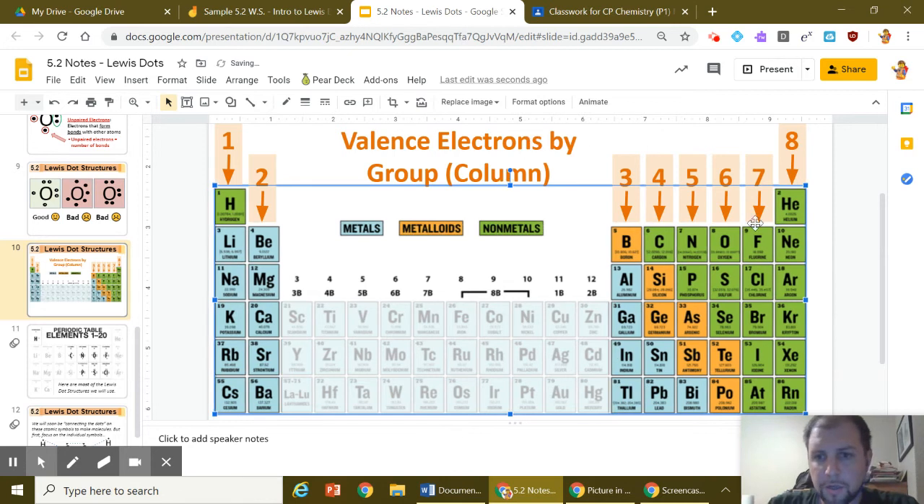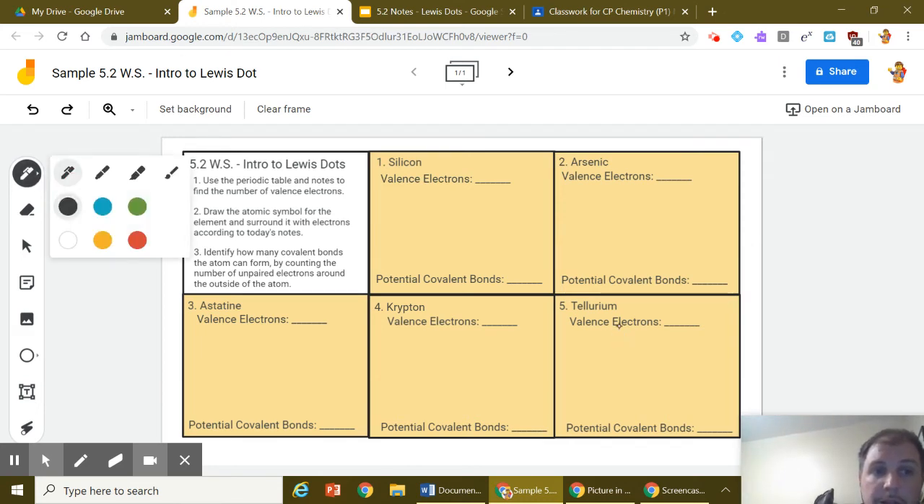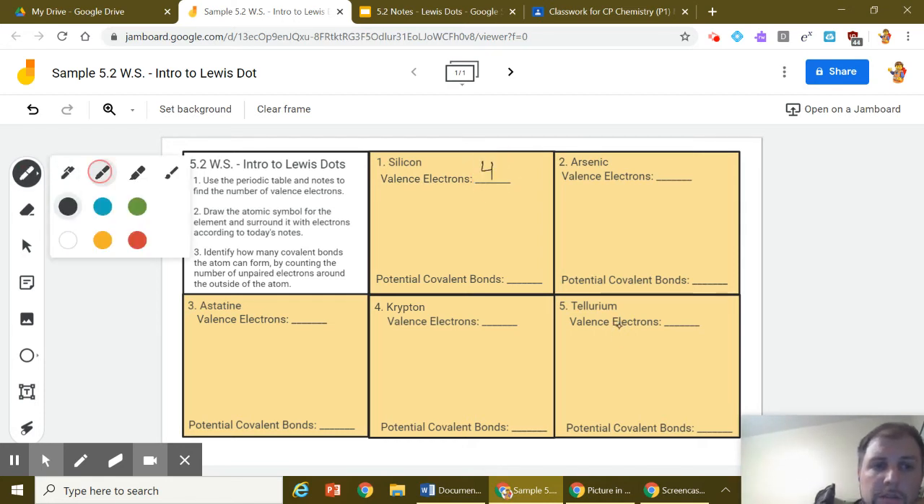Silicon is right here. It is Si. It is in this column that has 4 valence electrons. Okay, so the Lewis dot structure for silicon, I'm going to take the black pen. All right, it has 4 valence electrons. So here I go, I'm going to draw silicon.